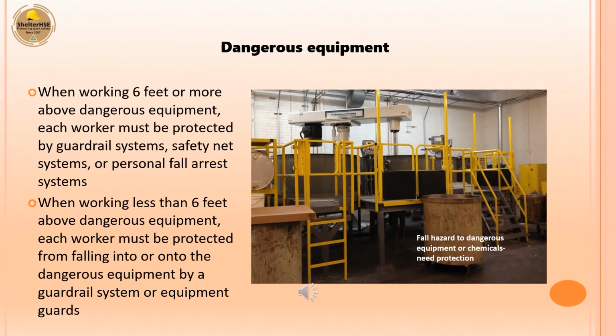When working 6 feet or more above dangerous equipment, each worker must be protected by guardrail systems, safety net systems, or personal fall arrest systems. When working less than 6 feet above dangerous equipment, each worker must be protected from falling into or onto the dangerous equipment by a guardrail system or equipment guards.